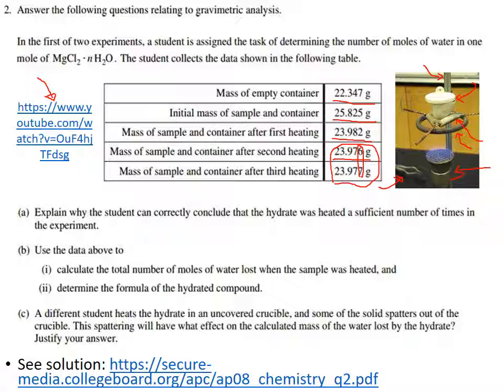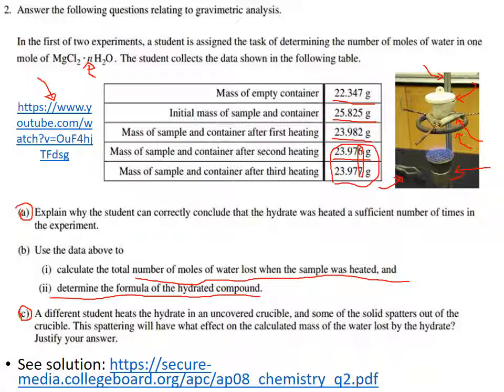So in this problem, you need to first of all answer the question. Explain why the student can correctly conclude the hydrate was heated a sufficient number of times in the experiment. Use the data above to calculate the total number of moles of water lost when the sample was heated, and determine the formula of the hydrated compound. So basically, figure out what this N value is here to write down a formula for the hydrated compound.